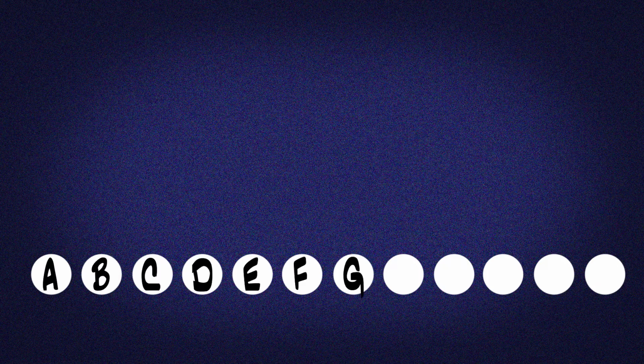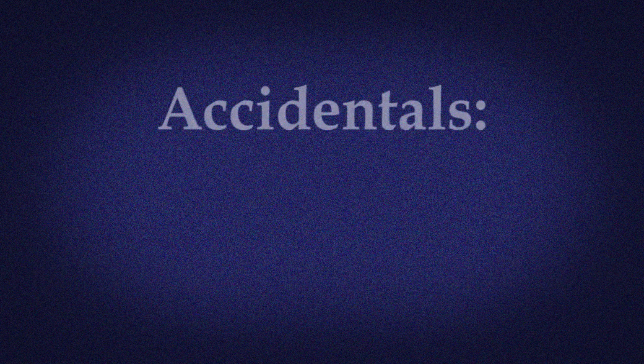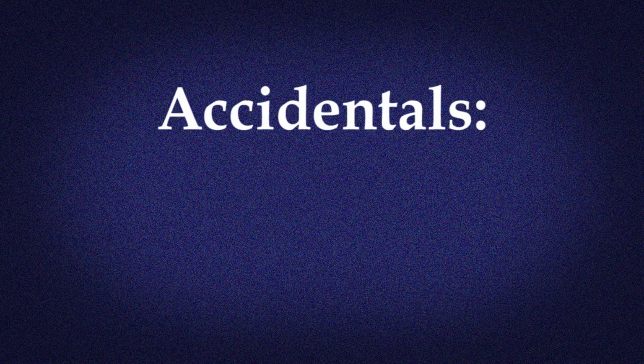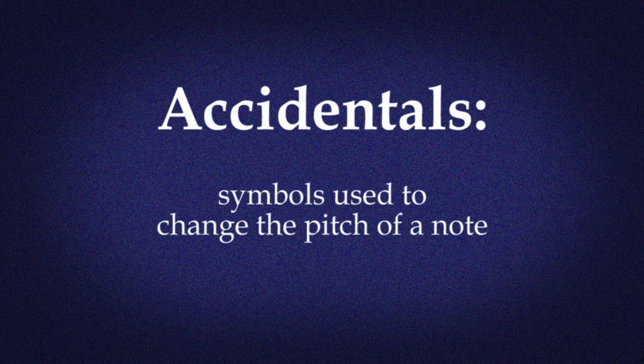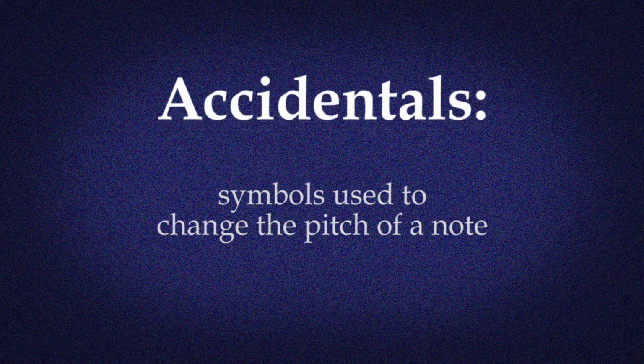There are a total of 12 notes in our system of music. We label them using the first 7 letters of the English alphabet, A through G. But we already have a problem. We only have 7 names for 12 notes. The other 5 notes are named by adding what are called accidentals to one of the natural notes. An accidental is a symbol that changes the pitch of a note. There are 5 of them.